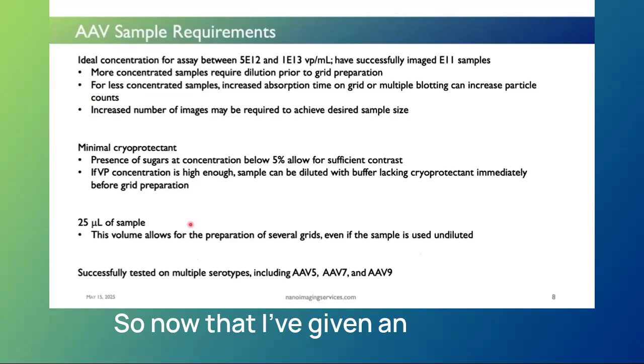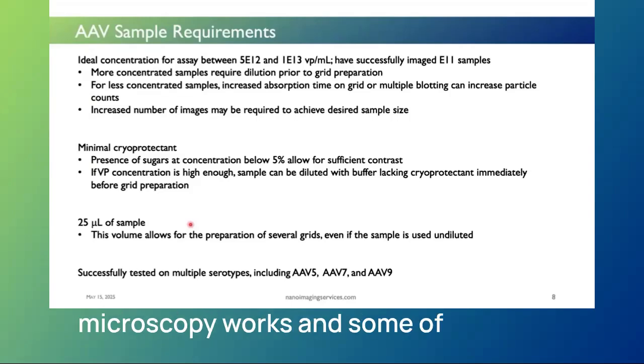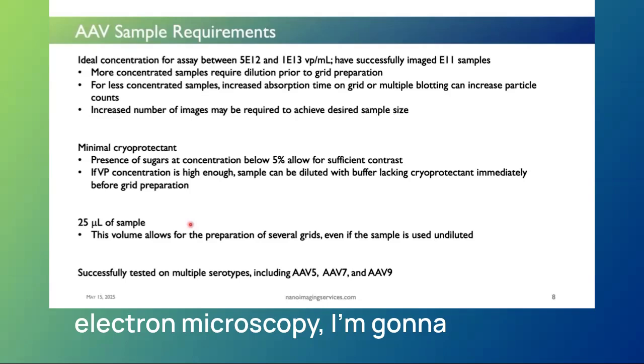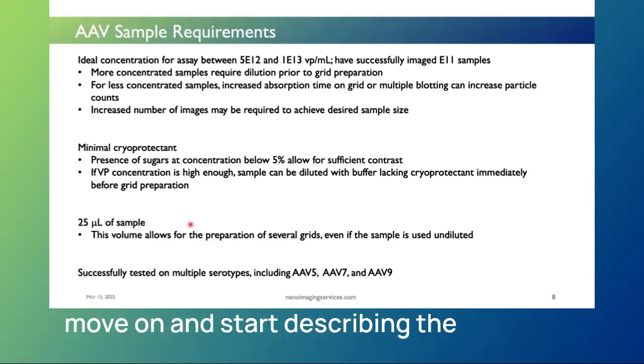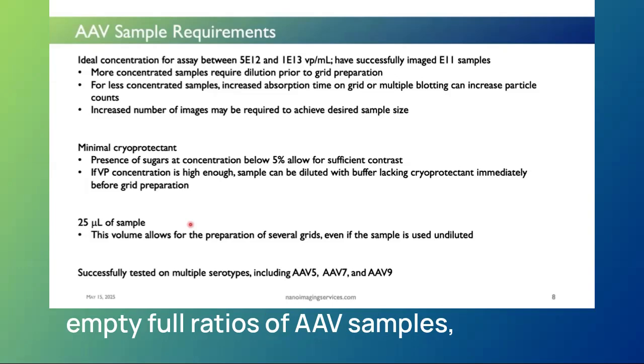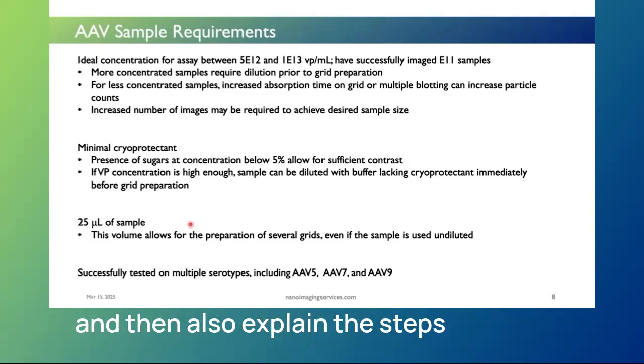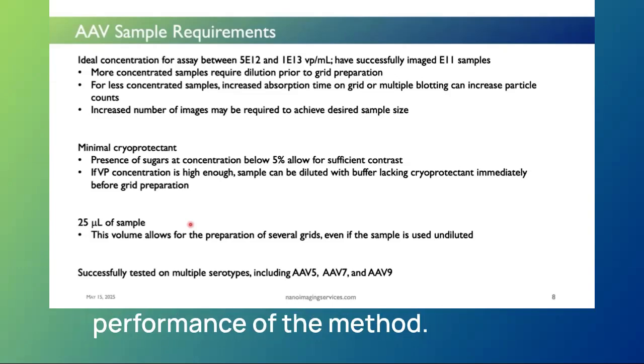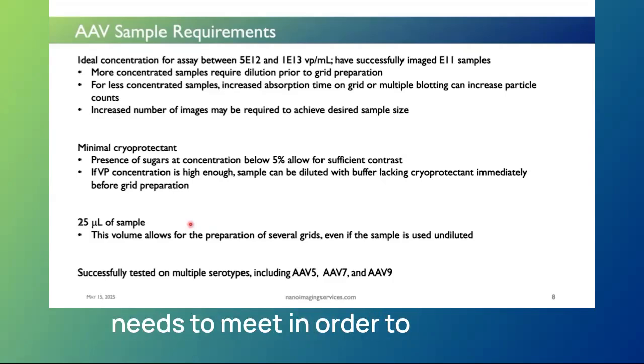So now that I've given an overview of how electron microscopy works and some of the advantages of using cryo-electron microscopy, I'm going to move on and start describing the method that we've developed for automatically determining empty-full ratios of AAV samples, and then also explain the steps we've taken to characterize the performance of the method. I'll begin by outlining the criteria that a sample needs to meet in order to be suitable for the analysis.